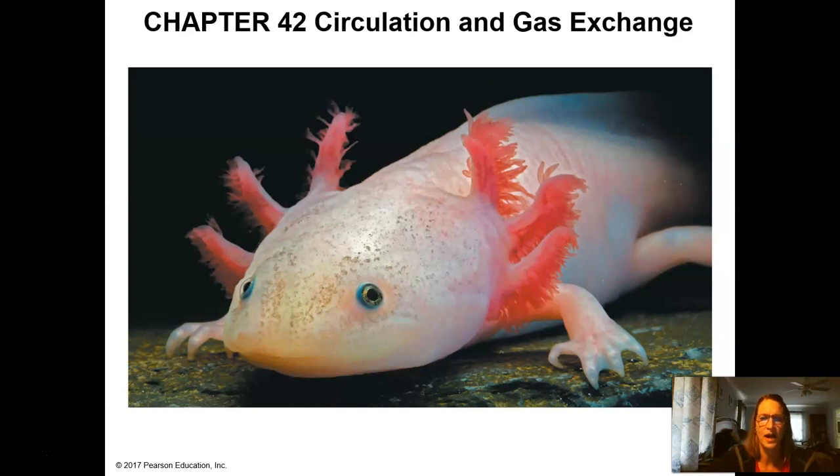So this axolotl is a type of salamander and has these external gills. The gills are what it uses for gas exchange or breathing. It's an aquatic organism, so it uses these for breathing, but you can see that they're really pink. That means that they have a lot of blood vessels in there, and the gas exchange is occurring between those blood vessels and the water. So the reason these two systems, circulatory system and respiratory system, are together in the same chapter is because they are closely tied. And we will see that as we go through this lecture.